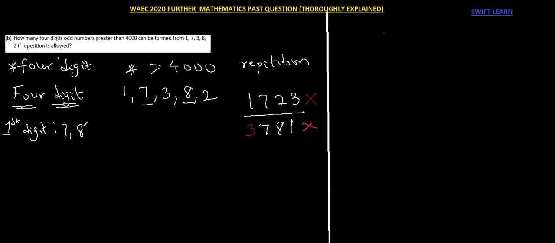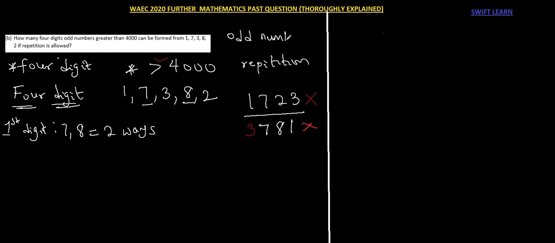7 and 8 are the numbers, so that will give us what? 2 ways. That means it's only in 2 ways we can get a number that is greater than 4,000. So we've qualified for our first condition. Then the second condition says odd numbers. Sorry, I did not consider that. Odd numbers need to be considered.